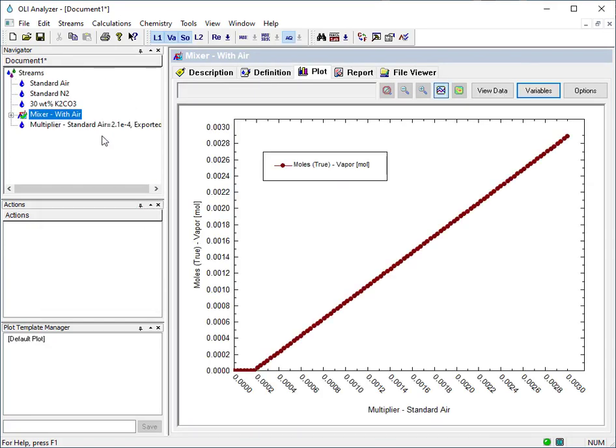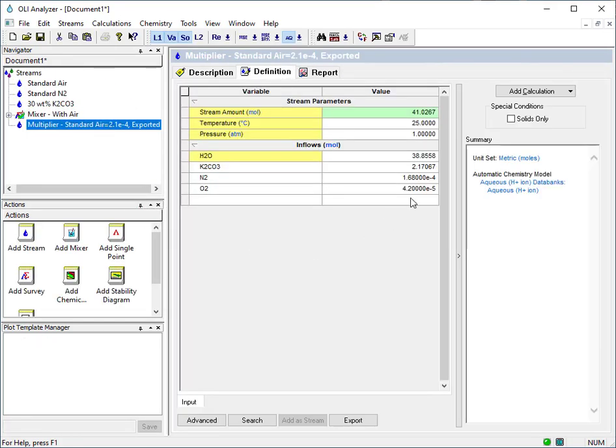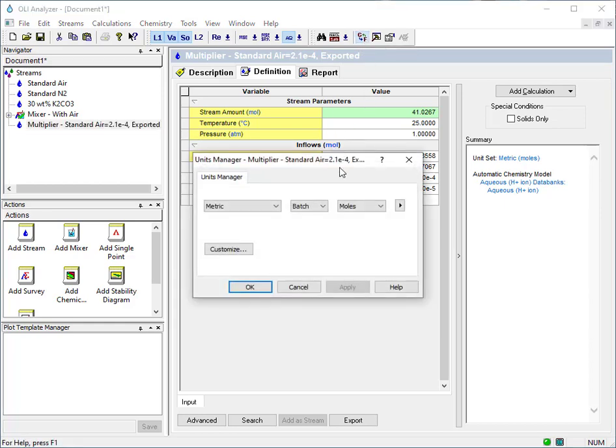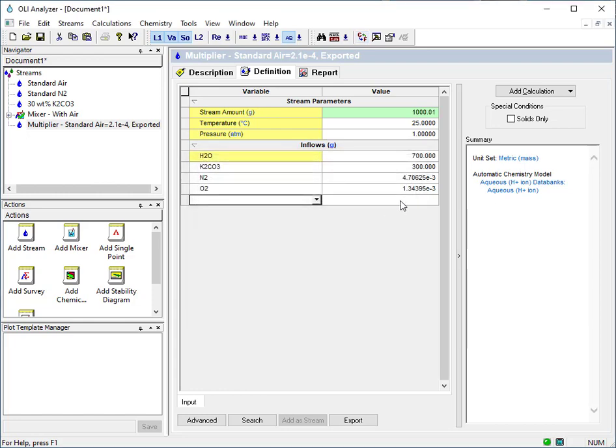If I close it, I have the stream. So this is a solution that is saturated with oxygen. This is on moles, but I'm not thinking in moles currently, so I'm going to change it back to mass. So I have about 4 times 10 to the minus 3rd moles of nitrogen and 1 times 10 to the minus 3rd grams, I'm sorry, not moles, grams, of oxygen in this liquid phase.